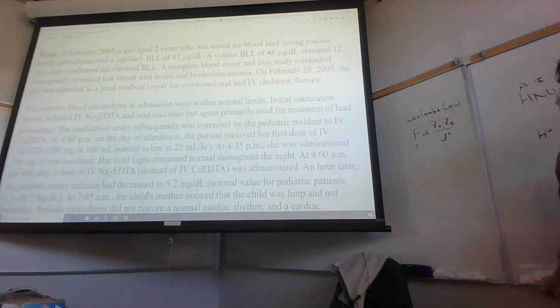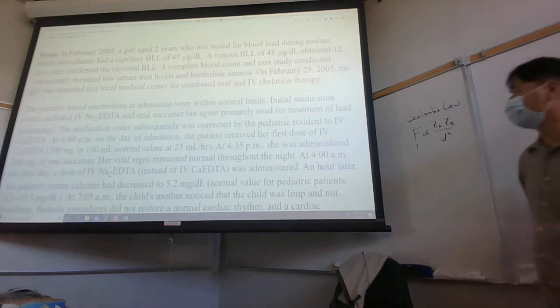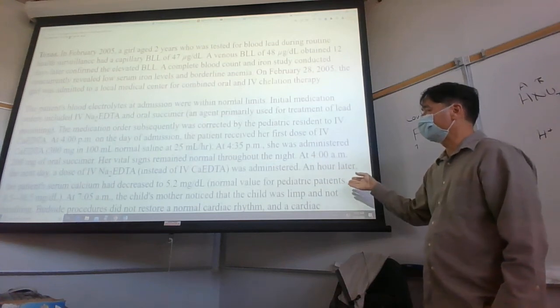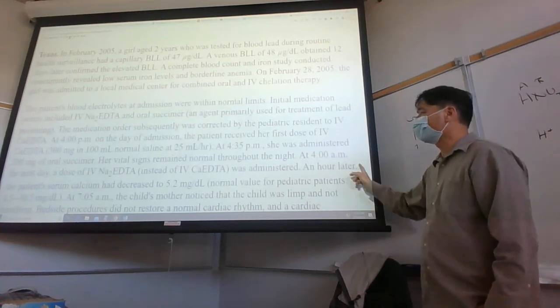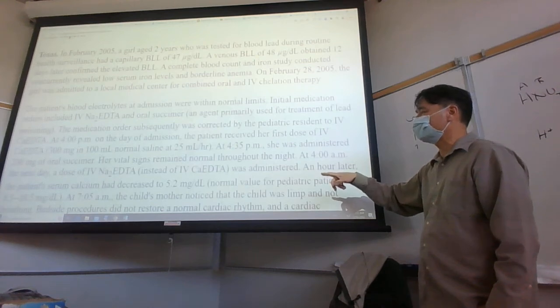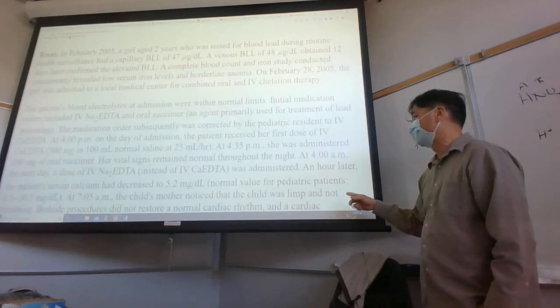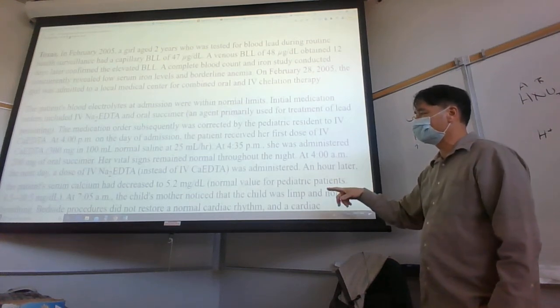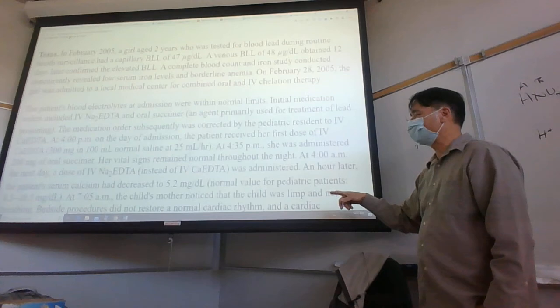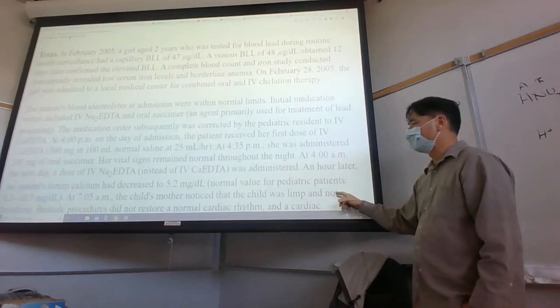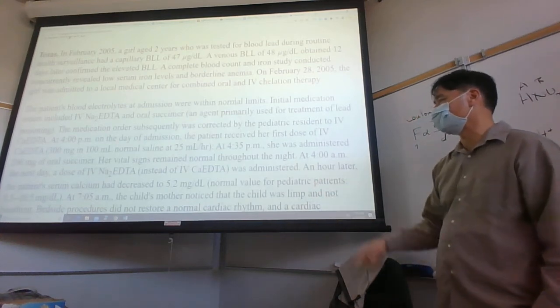At 4 p.m. on the day of admission, the patient received her first dose of intravenous calcium EDTA. At 4:35 p.m., she was administered 200 milligrams of oral succimer. Her vital signs remained normal throughout the night. At 4 a.m. the next day, a dose of intravenous sodium EDTA instead of intravenous calcium EDTA was administered. An hour later, the patient's serum calcium had decreased to 5.2 milligrams per deciliter. Normal value for pediatric patients is between 8.5 and 10.5 milligrams per deciliter.